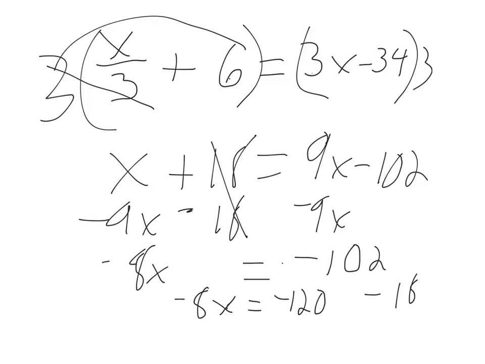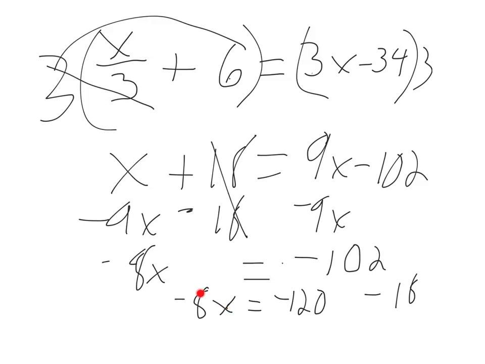Okay? So again, you see that we're just continuing to do the opposites, whittling this problem down all the way to the bottom. So division, opposite was multiplication. This was addition, opposite was subtraction. This was addition, opposite was subtraction. Now we have x multiplied by minus 8.